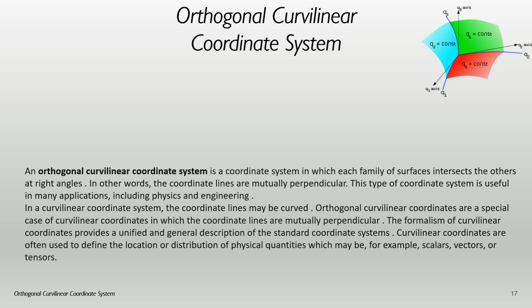In a curvilinear coordinate system, the coordinate lines may be curved. Orthogonal curvilinear coordinates are a special case of curvilinear coordinates in which the coordinate lines are mutually perpendicular. The formalism of curvilinear coordinates provides a unified and general description of the standard coordinate systems. Curvilinear coordinates are often used to define the location or distribution of physical quantities which may be, for example, scalars, vectors, or tensors.